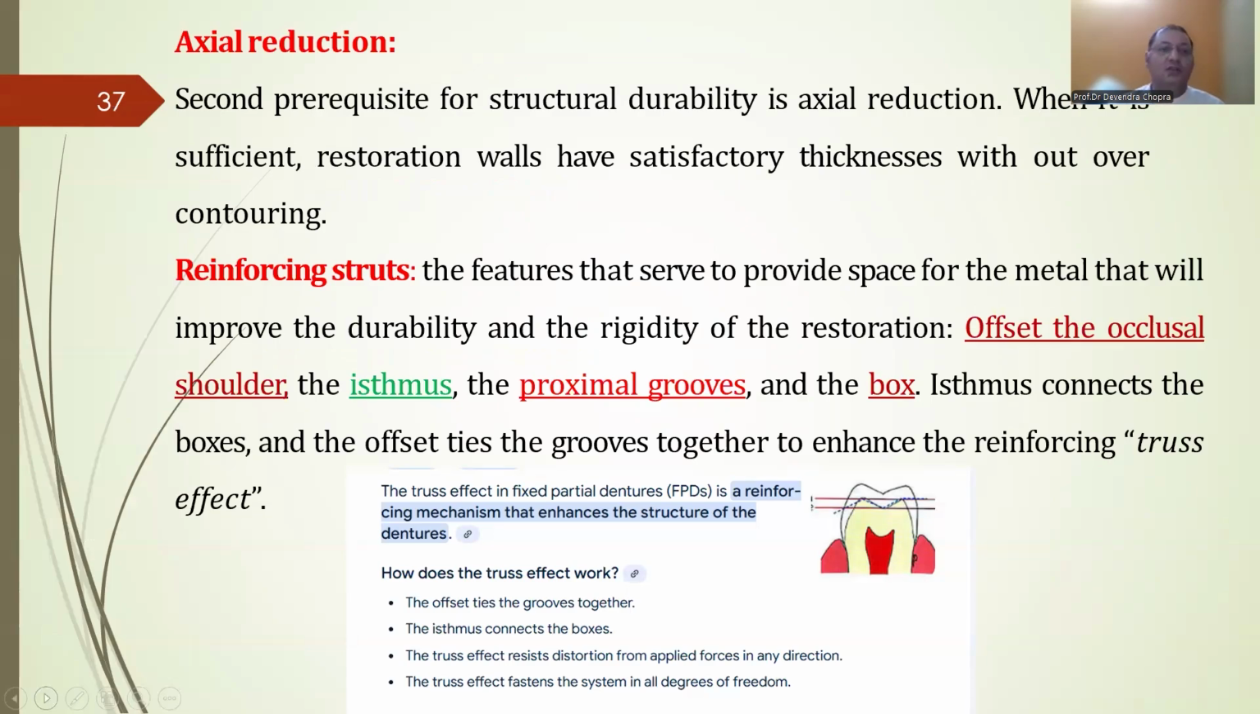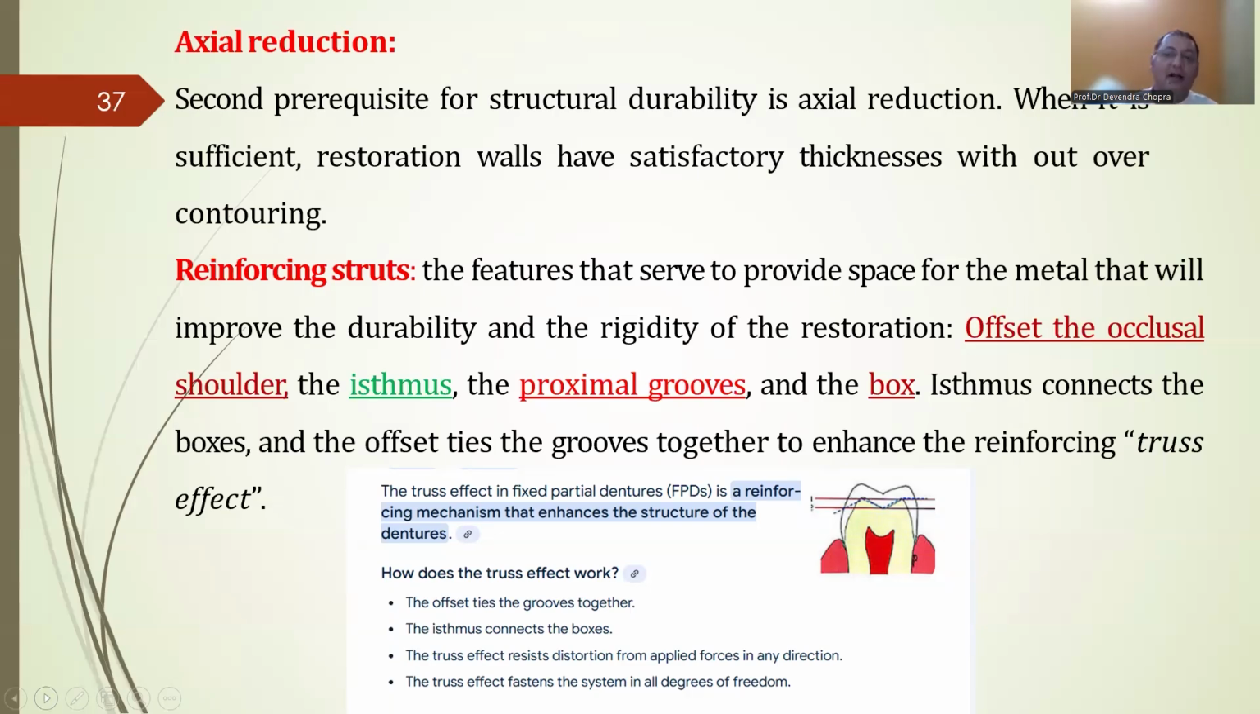Axial reduction. So the second prerequisite for structural durability is axial reduction. When it is sufficient, restoration walls have satisfactory thickness without over contouring. What is reinforcing structure? The features that serve to provide space for the metal that will improve the durability and the rigidity of the restoration.